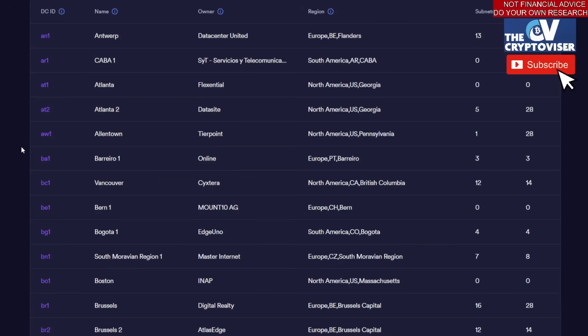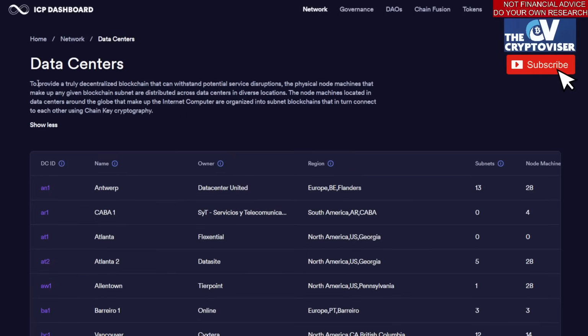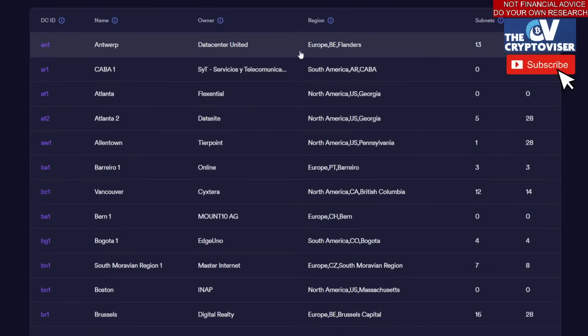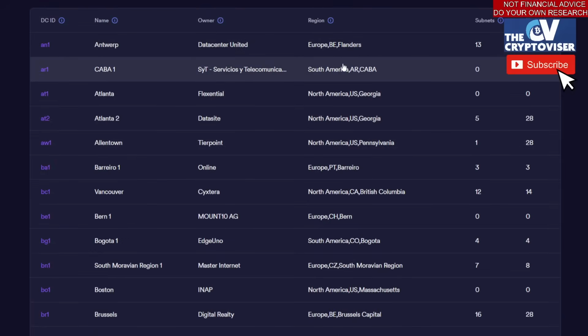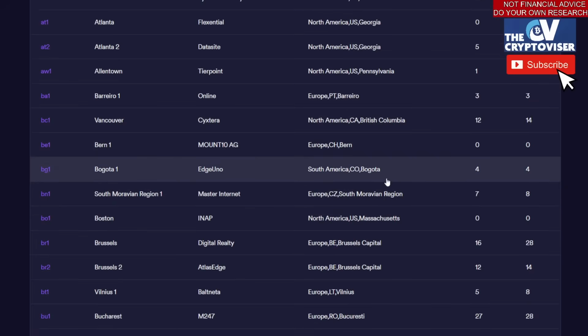But right now, what's very unique about Internet Computer is to provide a truly decentralized blockchain that could withstand potential service disruptions. The physical node machines that make up any given blockchain subnet are distributed across data centers in diverse locations. The node machines located in data centers around the globe that make up the Internet Computer are organized into subnet blockchains that in turn connect to each other using chain key cryptography. And so you can see there's data centers in all areas of the world. We got Europe, South America, North America. We got Georgia, Pennsylvania. We got British Columbia, Bogota.